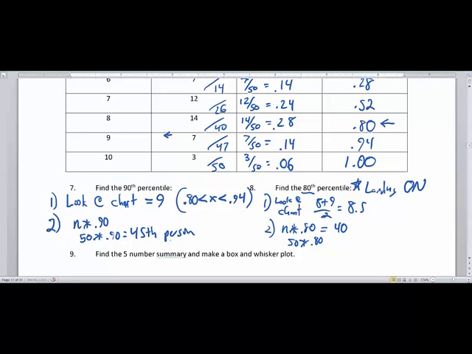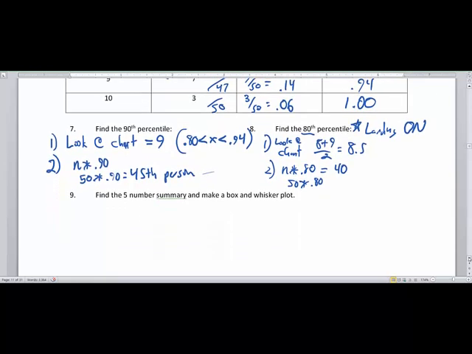So if you found this method of looking at the chart a little fuzzy, that's okay. You're going to be able to use a different formula to kind of get you through the problem. But for problems where we're looking at percentiles that aren't specifically right on a cumulative frequency, you're going to find that it's pretty straightforward just to look at the chart.